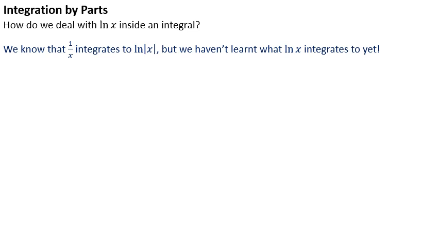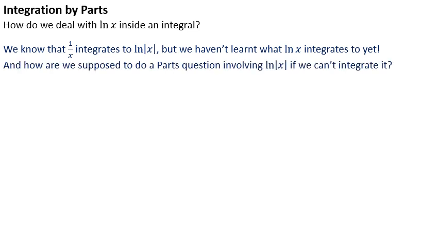There's a reason for that. The reason is, in order to integrate ln x, you need to use integration by parts. Seems a little strange. You're going to see how that works in a moment. But in the meantime, we have to ask ourselves another question. Well, how can we deal with an integral involving ln x if, in order to find the integral of ln x, we need integration by parts? That seems like it's contradictory. Well, we have to get a little bit clever with it.